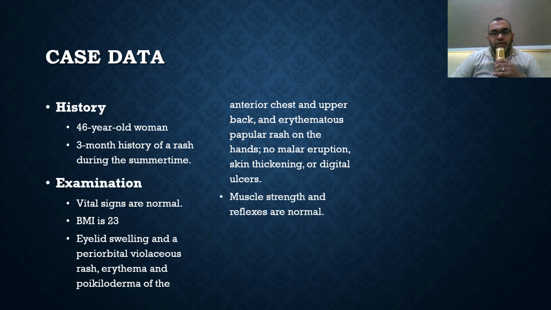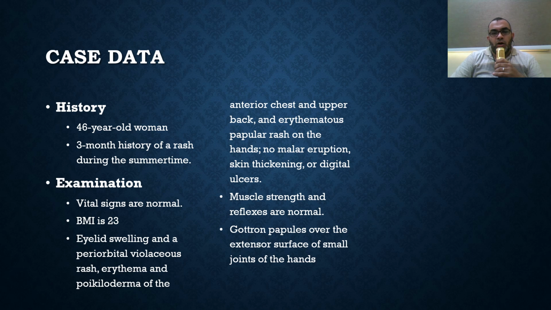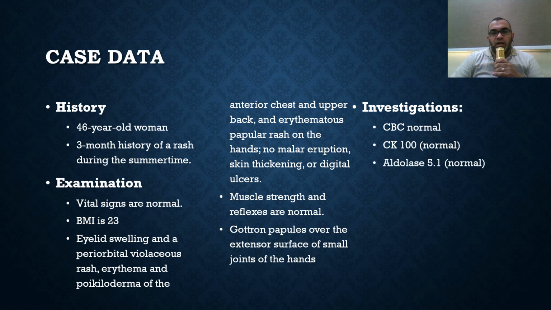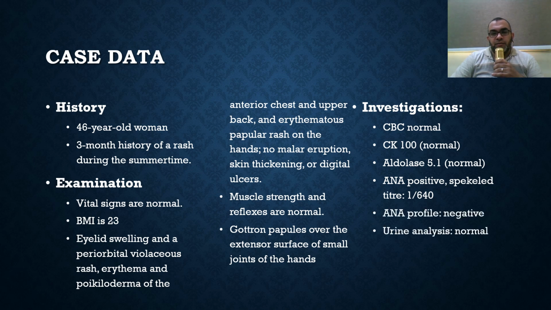Muscle strength and reflexes are normal. Gottron papules over the extensor surfaces of the small joints of the hand are seen. Investigations show normal CBC, CK 100 which is normal, aldolase 5.1 which is also normal. ANA was positive speckled with a titer 1/640. ANA profile was negative, urine analysis normal, EMG was normal, and finally muscle biopsy is not done.